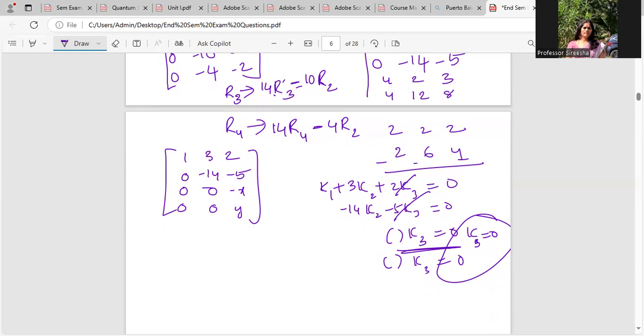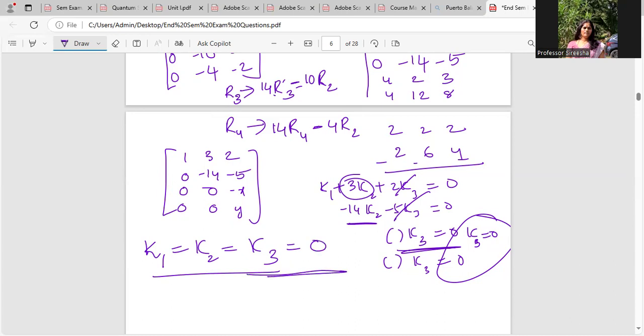Now, with which I will be getting some value for K2 as well. What's the value for K2? K2 is 0 again. Now, once I put the value for K2 to be 0, K1 also reduces to 0. Okay. So, finally, what I'll be getting is K1 is equal to K2 is equal to K3, all equal to 0.